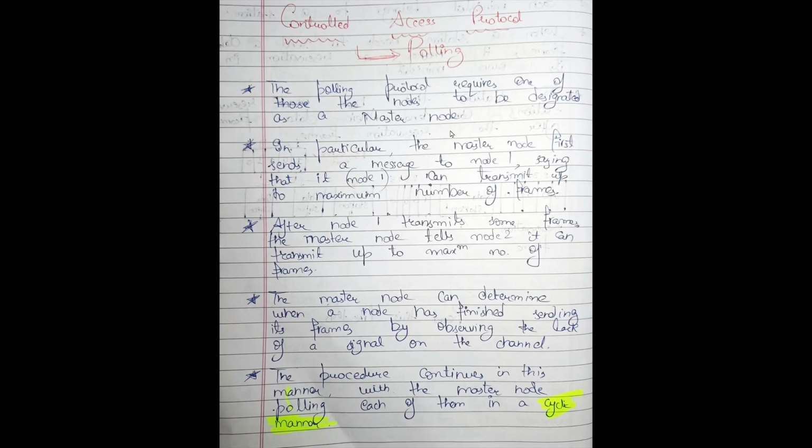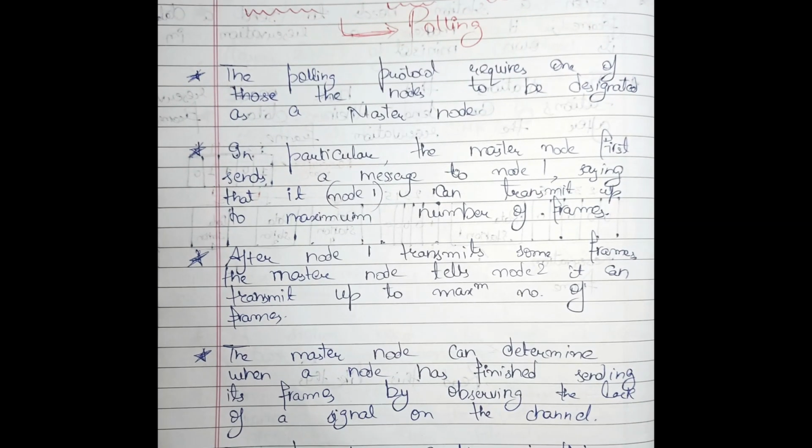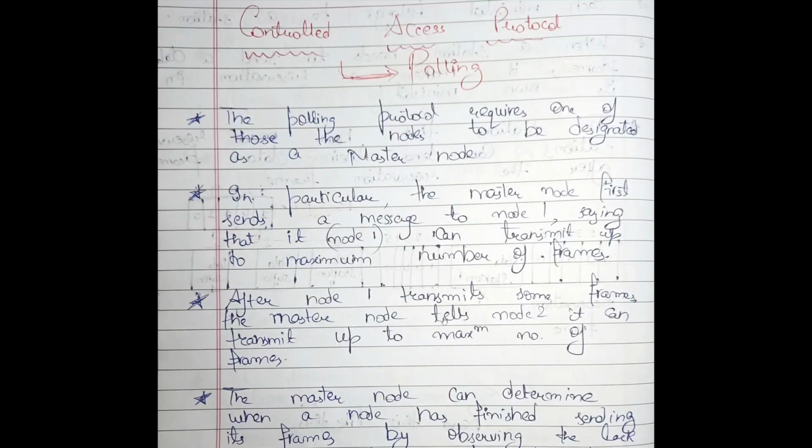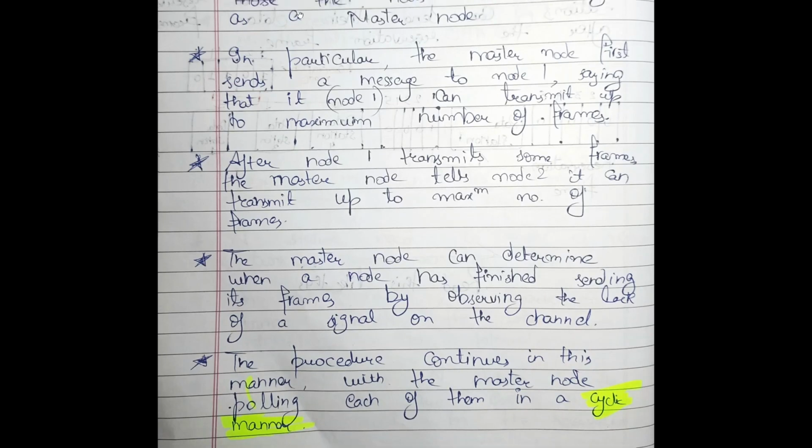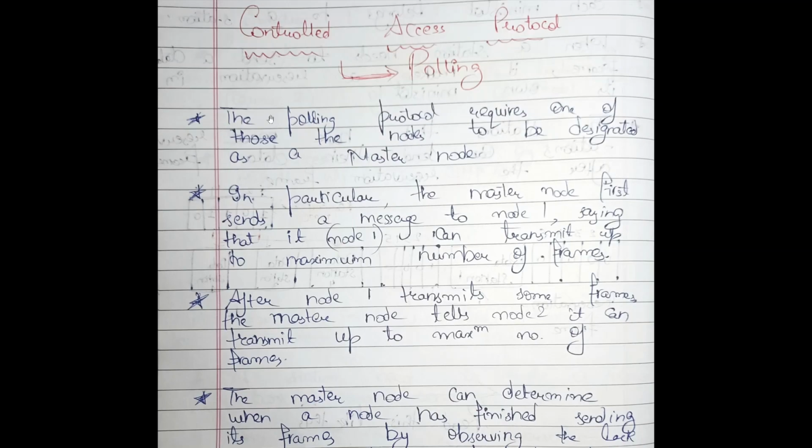So now moving on to the second protocol of controlled access protocols, it's polling. This is pretty much a simple topic, you can understand it just by reading these points. The polling protocol requires one of the nodes to be designated as a master node. So first of all, you will be choosing a computer to be a master node. In particular, the master node first sends a message to node 1 saying that it can transmit up to a maximum number of frames.